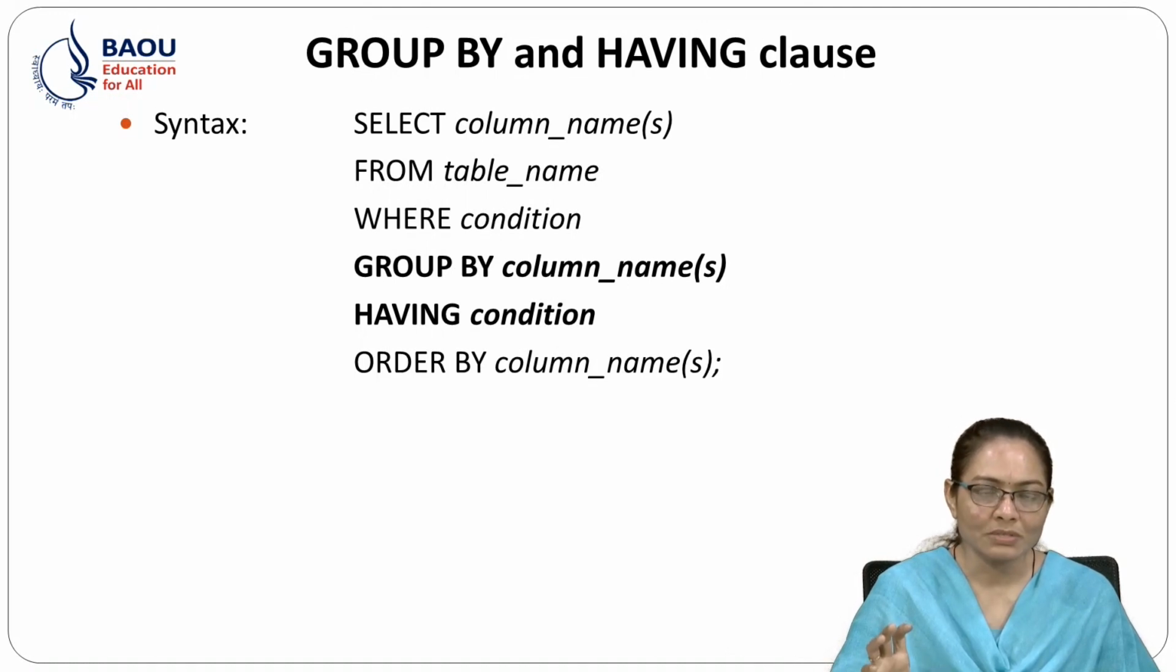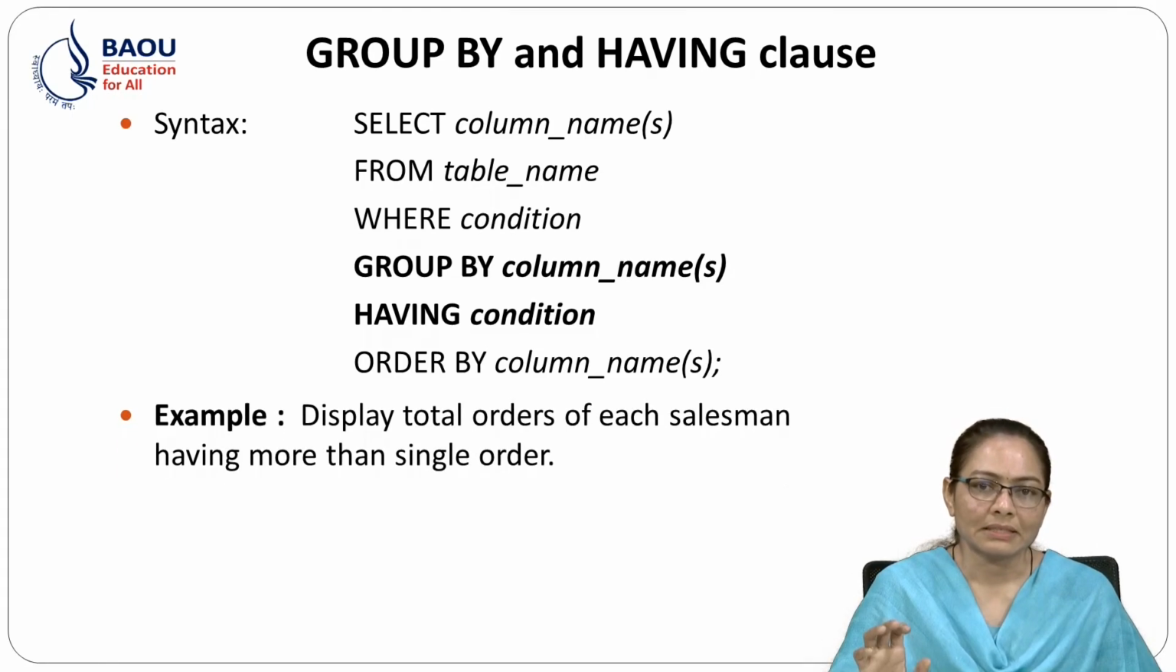The group by clause is used to group all the data which is similar, but the having clause is used to select only some of the groups. Then we use the having clause with a condition, so that only those groups we need are shown. Then order by column names. The last clause is the order by. Before order by we use the group by and having clause.